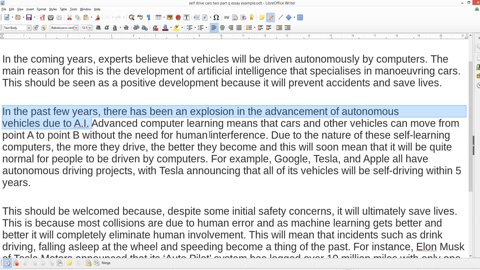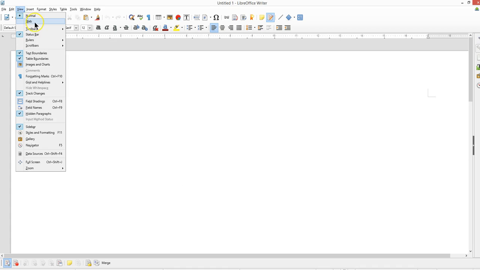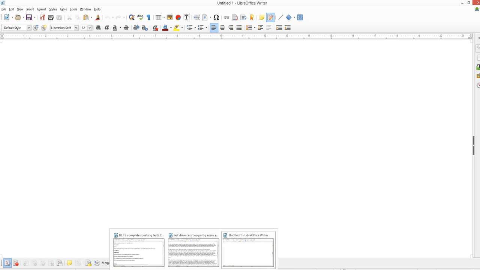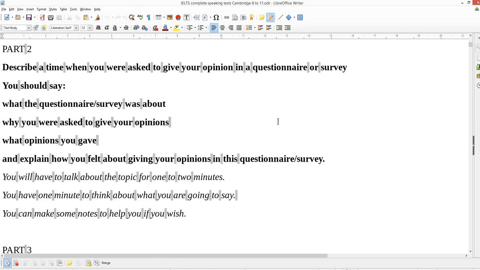They want you to develop your ideas. It's the same for the speaking section. If we consider, I'll just get an empty sheet. So if we consider the speaking section now, for part 2, and I was talking about this again with a couple of students. So here are complete speaking tests from the Cambridge books.